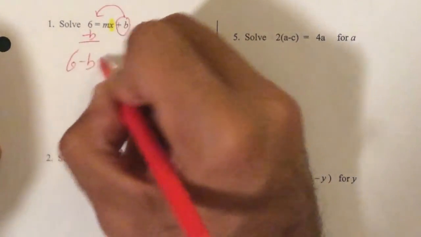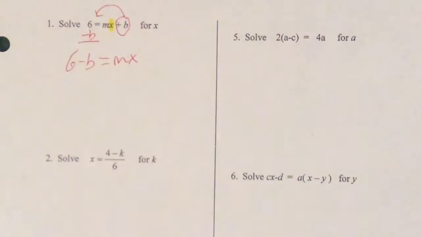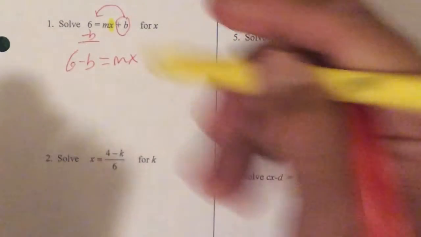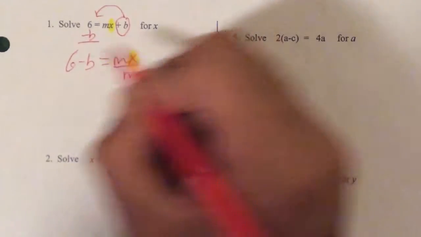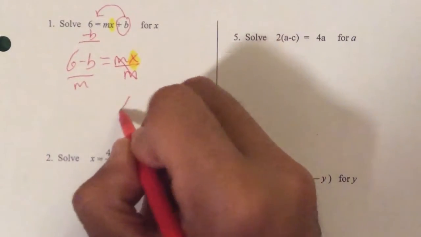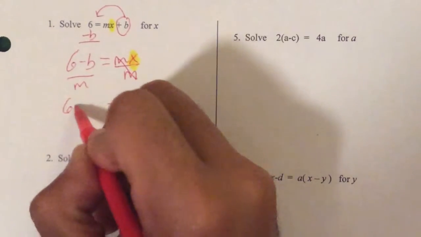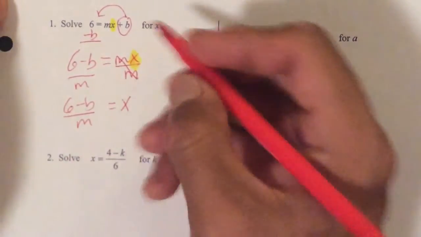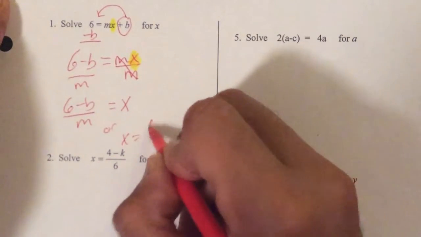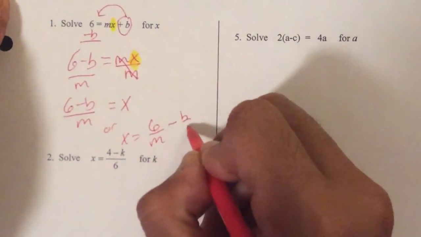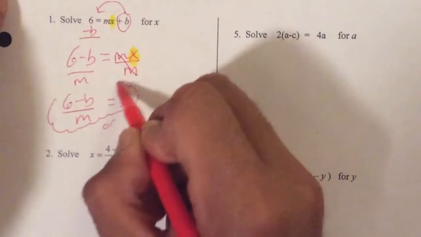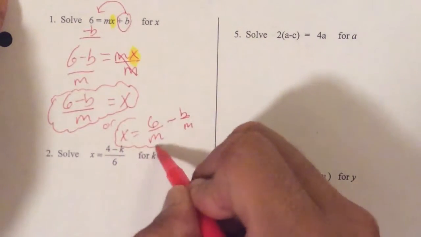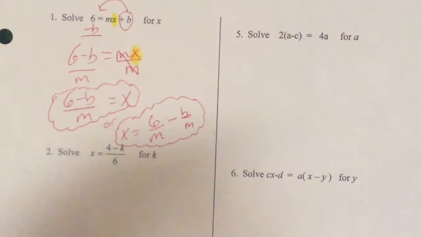So that becomes a minus b. So 6 minus b equals mx. And then I need to move the letter that's right beside the x, which is the letter m. And if you notice, I'm multiplying, so the opposite is to divide. So x equals, you can write that big fraction, or you can say x equals 6 divided by m minus b divided by m. So basically break it up into 2 fractions. So those are your 2 options. You can either leave it as a big fraction, or as 2 fractions. Okay?